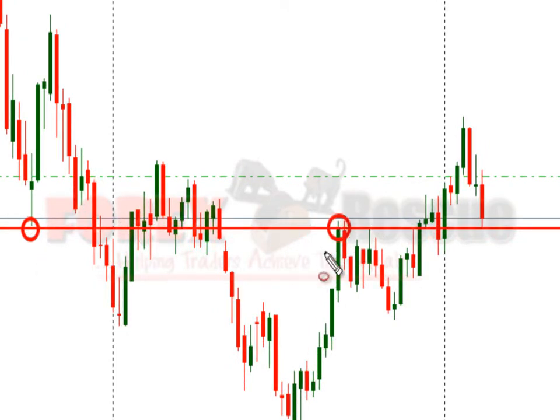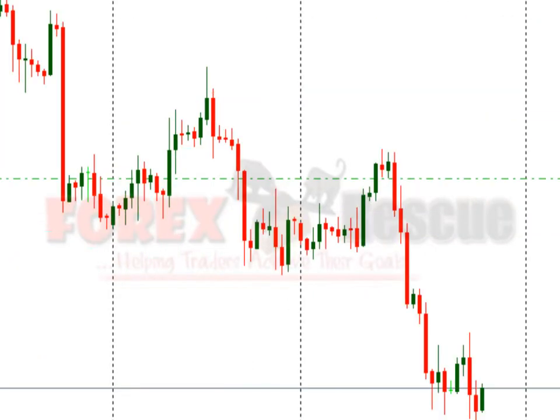This area here, you can see, was also tested again. This area has been tested 3 times. And now you can see price has currently fallen off to this area here. So what we expect is that price will bounce off. Now, in order for us to determine what direction this price will go on this pair, the best thing to do is to go to our lower time frame, especially the daily time frame or the 4-hour time frame.